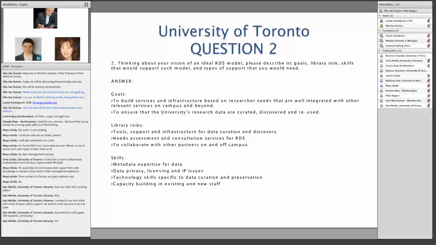Library roles would include tools, support, and infrastructure for data curation and discovery, needs assessment and consultation services for RDS, and to collaborate with other partners on and off campus. Skill sets would include metadata expertise for data privacy, licensing, and IP issues, technology skills specific to data curation and preservation, and capacity building in existing and new staff.